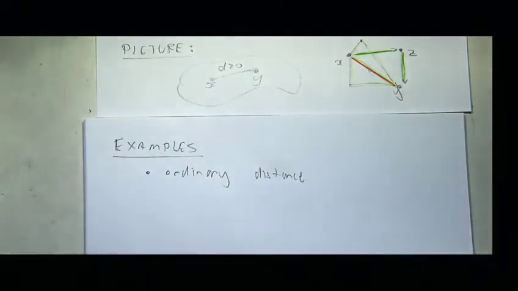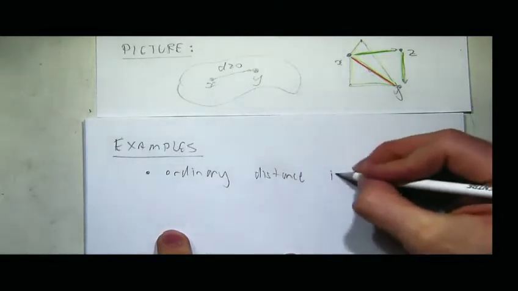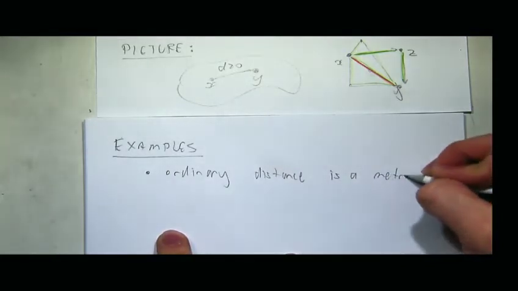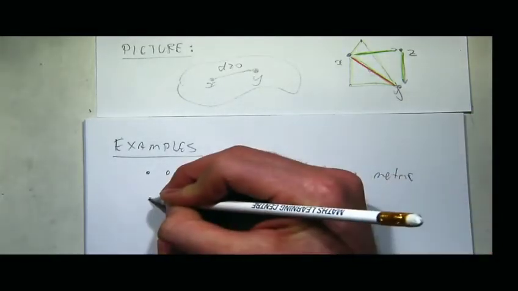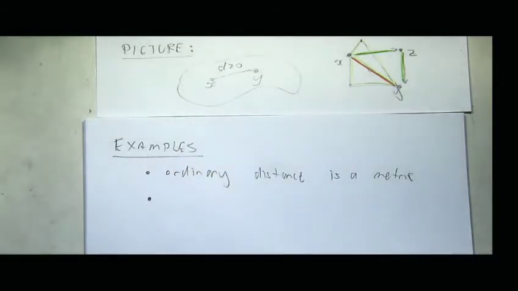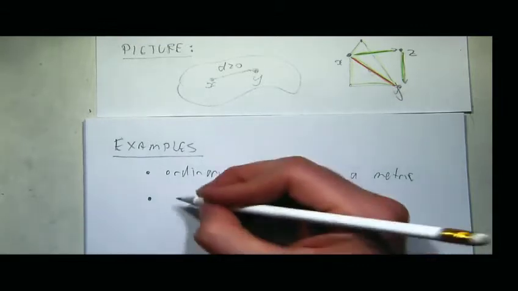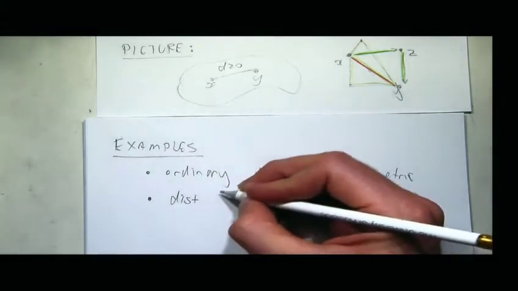Ordinary distance is a metric on anything that they could have ordinary distance between. A really nice one I have in my head is the distance around the Earth's surface between things. That's not ordinary distance. Okay, so distance.